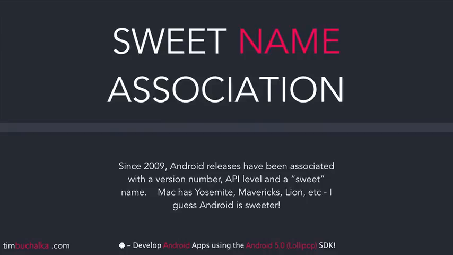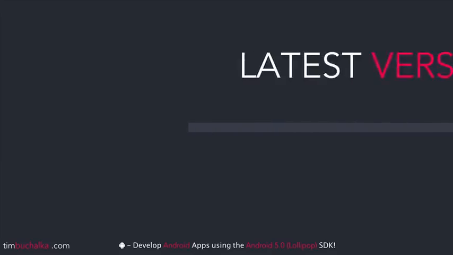In actual fact, since 2009, Android releases have been associated with just that, a version number, an API level, and also a sweet name. So I guess the Mac's got Yosemite, Mavericks, Lion, etc., sort of associating a specific release of a Mac with those names, and Android sweets. So I guess they've gone for the sweet name association.